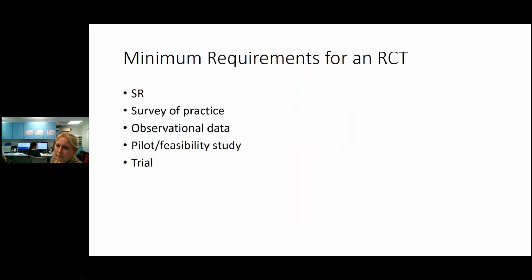And this is the minimum requirements for an RCT. So these are the things you need to have done before you can start a randomized control trial. So an SR is a systematic review. That's probably beyond the scope of you guys doing it in a training post, because it takes much more than 6 months and it requires lots of brains and time. But you need to do an SR, a survey of practice, some observational data, and then a pilot study, and then you get to do your trial.